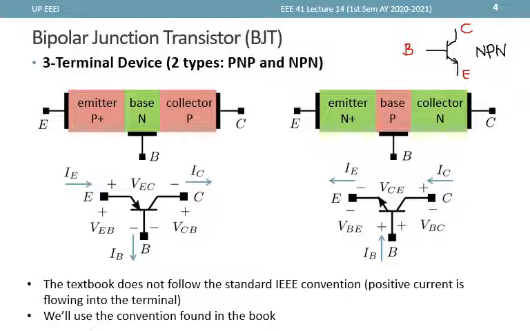In terms of currents, we can follow the direction of the arrow. So IE must be downwards. IB must be rightwards. And then lastly, IC must also be downwards.